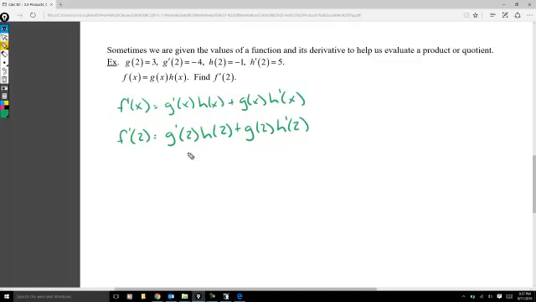Now I'm going to look at these function evaluations that they gave me. So g prime of 2 is negative 4. H of 2 is negative 1. G of 2 is 3. H prime of 2 is 5. So I get 4 plus 15, so 19. And that's my f prime of 2.